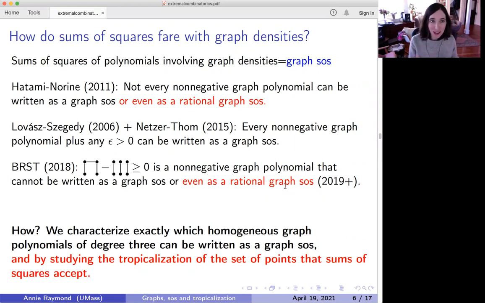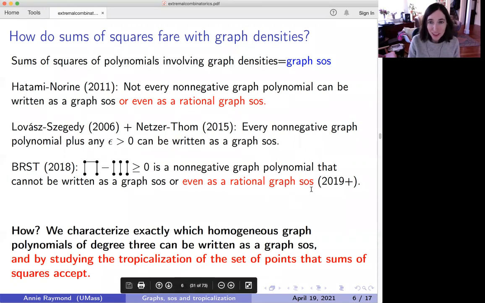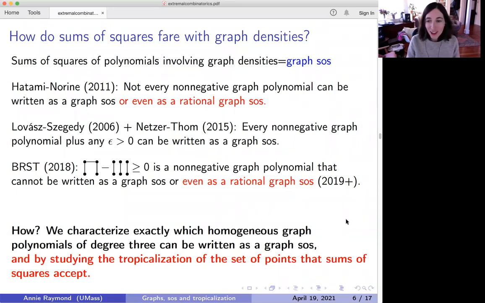But before I go further, are there any questions about sums of squares, either in the real world or in the graph world, or about anything else? All right, so I will keep going, but please don't hesitate to stop me at any point.